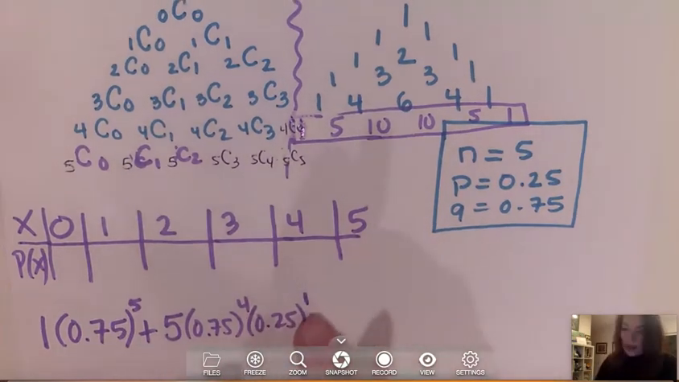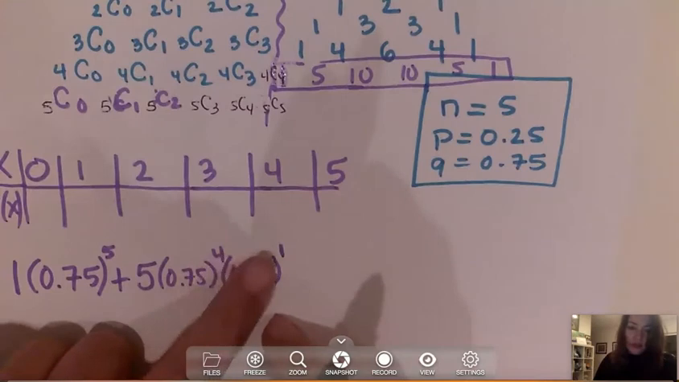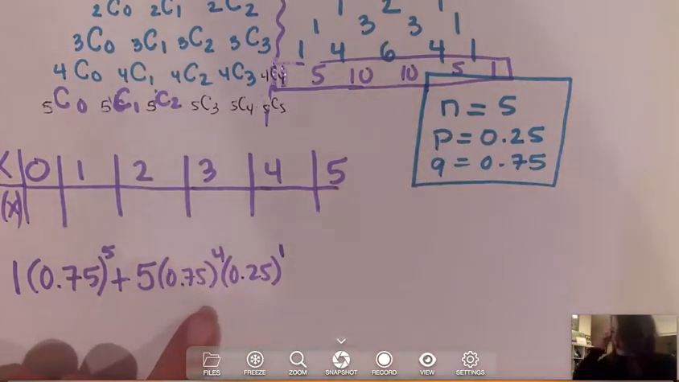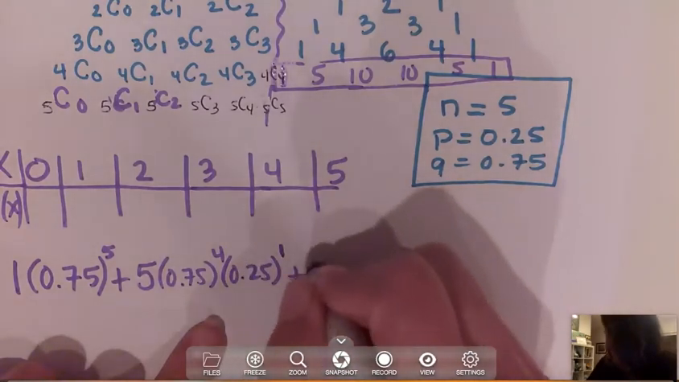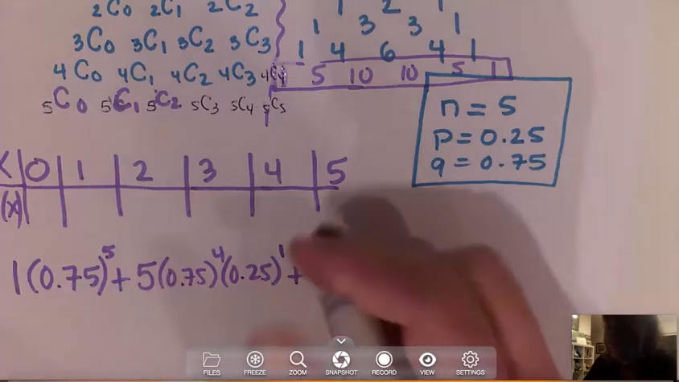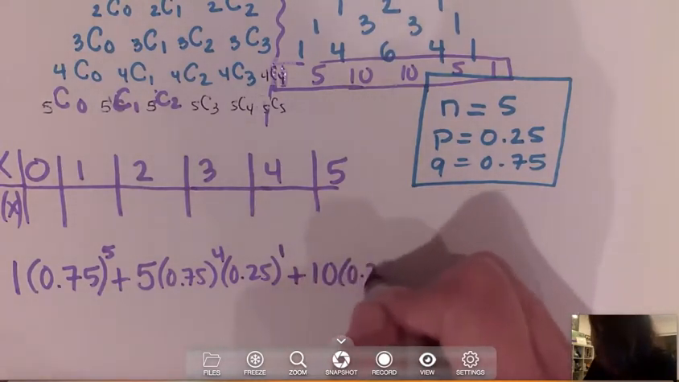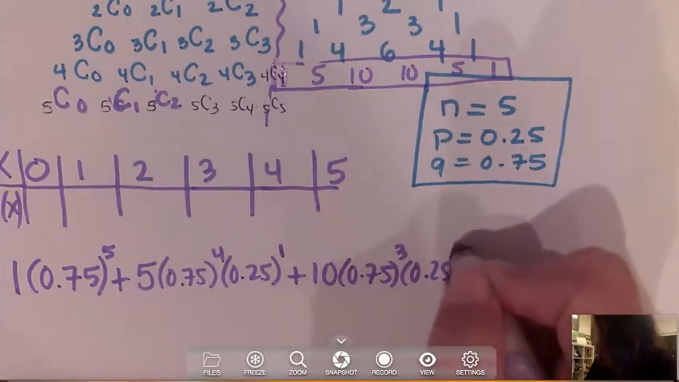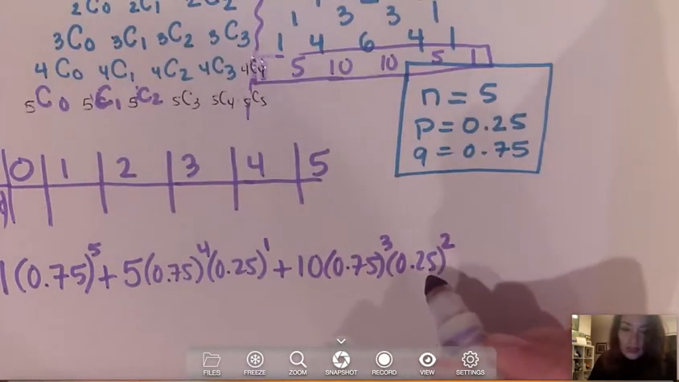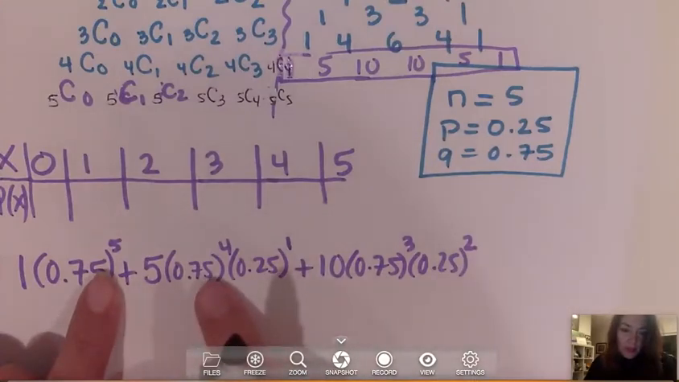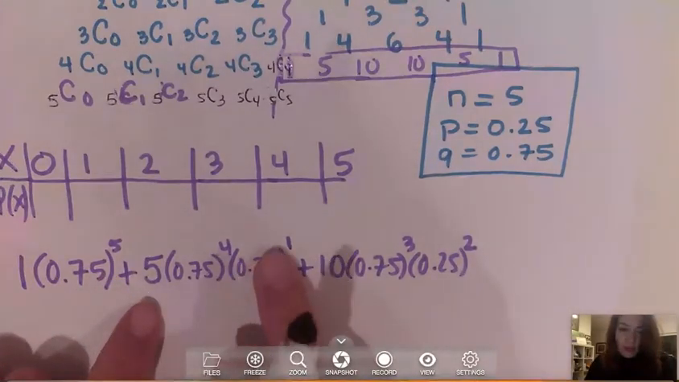Now I'm putting the 1 here to show you that the degrees always add up to the sample size, which in this case is 5. The next one is going to be 10. That means there's 10 ways she can make 2 shots. So that means 0.75 cubed times 0.25 squared. And you can see how the pattern's going. 0.75 is decreasing by 1, and 0.25 is increasing by 1.